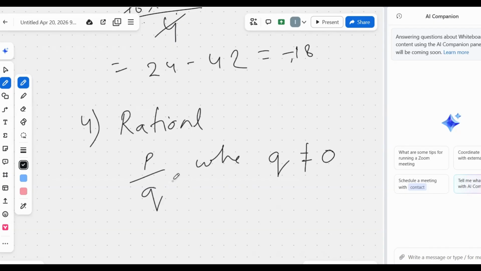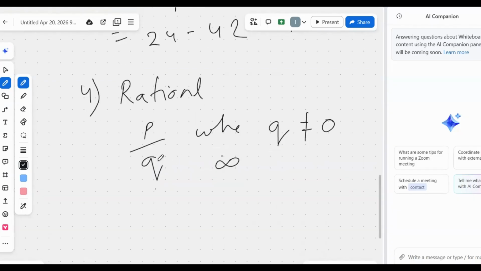Because we cannot determine a number which is divided by 0. Yes, if you are going to divide any number by 0, it's going to give you an infinite number. That's a not defined number. So we are not going to take Q equal to 0 for integers. Q should not be equal to 0. Any other integers are possible.